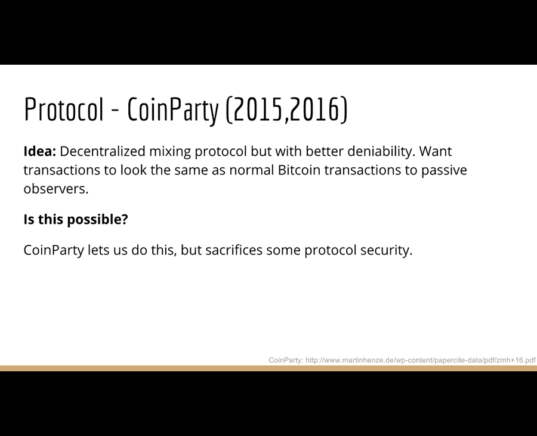The key idea with CoinParty is that we want to prioritize plausible deniability. So the question we pose is: can we create a mixing protocol where the transactions that end up on the blockchain look exactly like normal Bitcoin transactions? Just one input, one output, totally normal, no crazy coin join or 2-of-2 multisig. And so the question is, is this even possible?